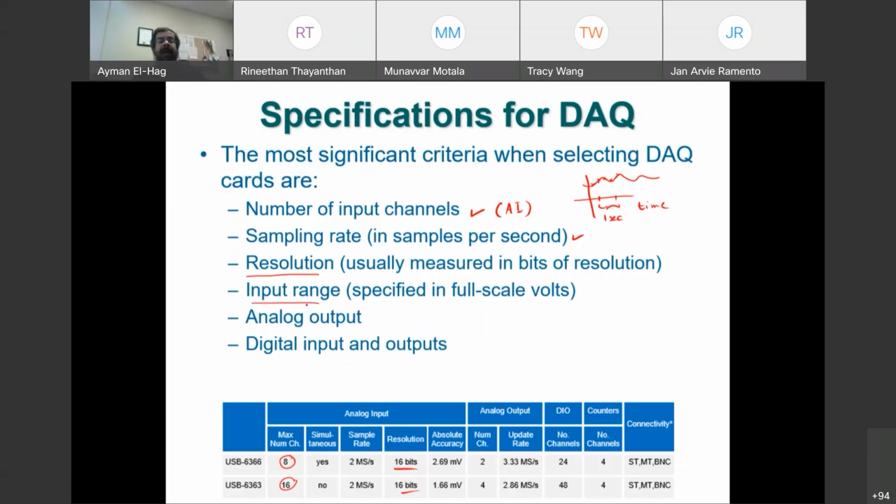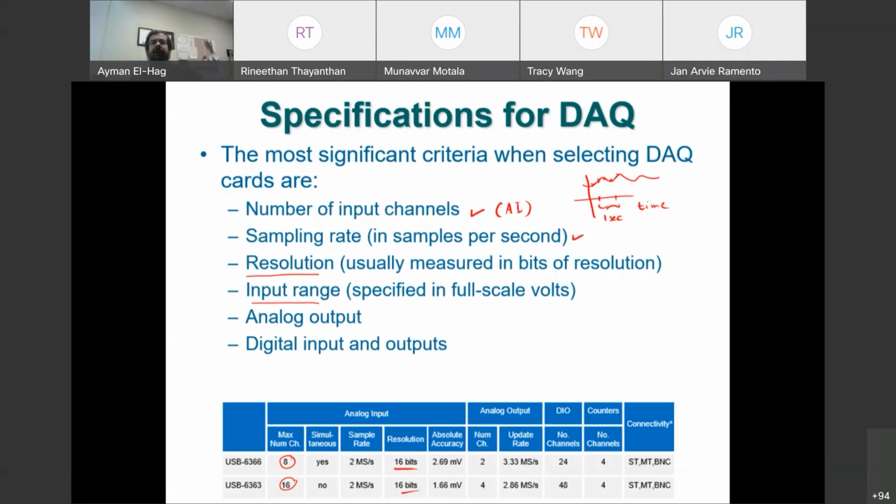Input range means that if I am measuring a signal, what is the maximum and the minimum voltage I can use my card for? Usually it is from 0 to 5 volt, or 0 to 10 volt. So that is the range of the voltage I can have. What if my signal is more than this?